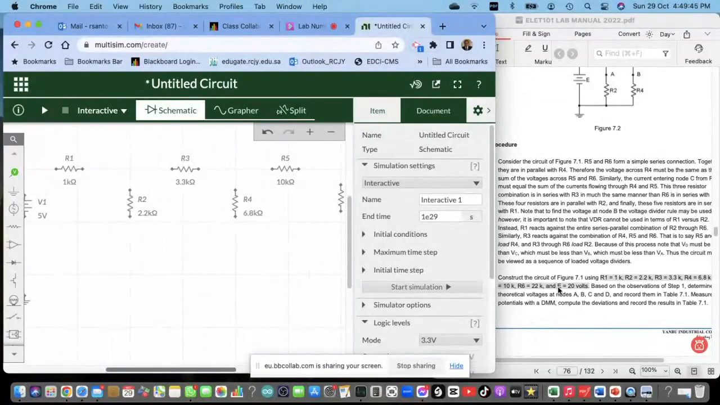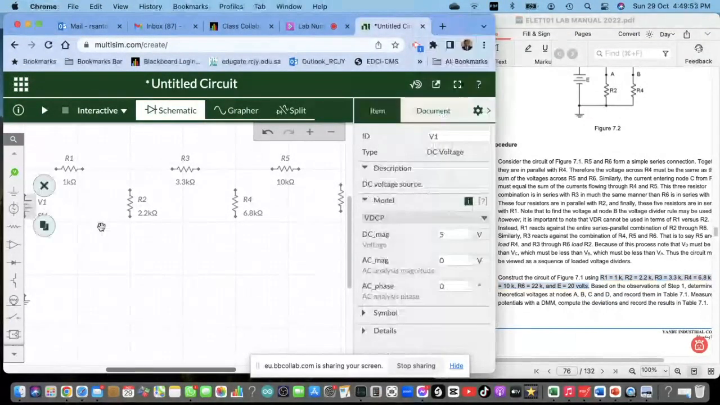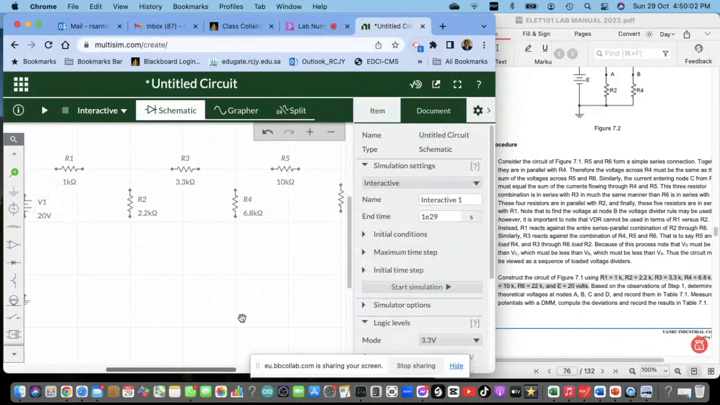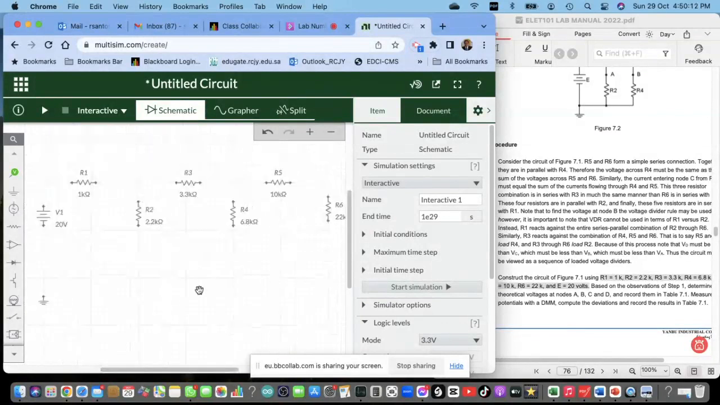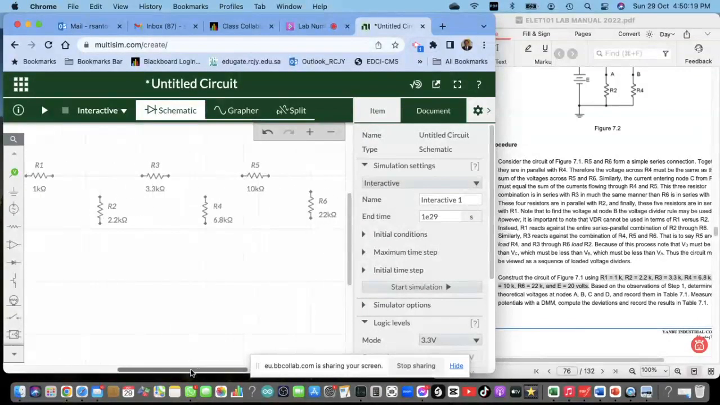Now we go to the source, which is E here. We have the E value here. That's 20 volts. So we can change the value from here, 20 volts. We put 20 here. Then that's it. So now we have completed the values of the source and the resistors. The next thing is to connect the circuit together to complete the circuit.